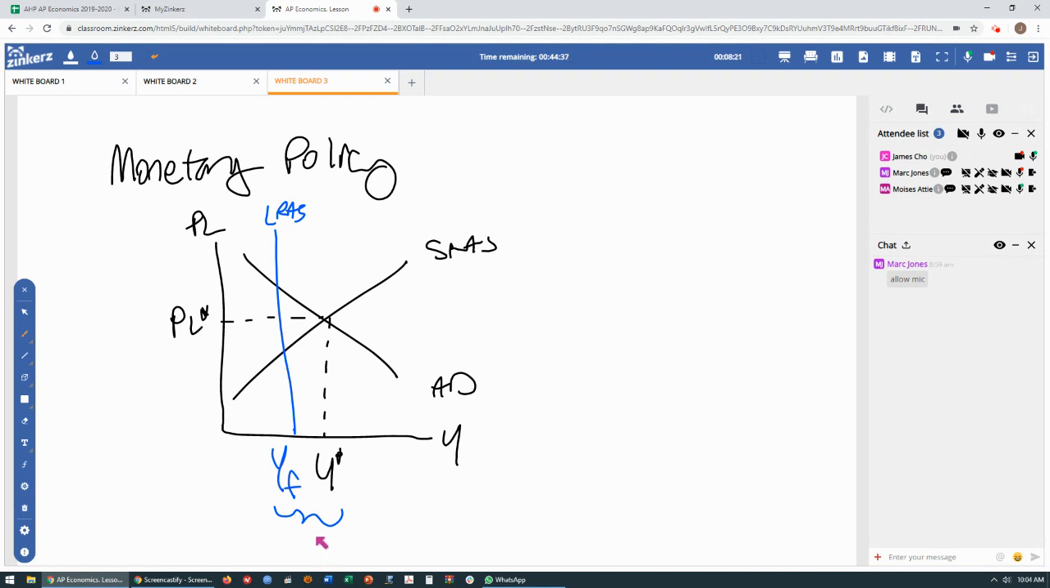So let's start with fiscal policy. How would I close that inflationary gap with fiscal policy? You would increase taxes or decrease government expenditure. Okay, and that's going to cause my AD curve to shift to the left. Then give me the four tools of monetary policy.